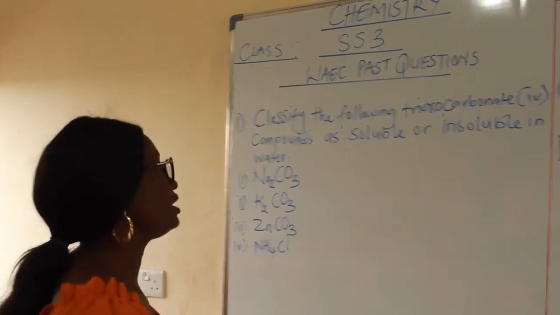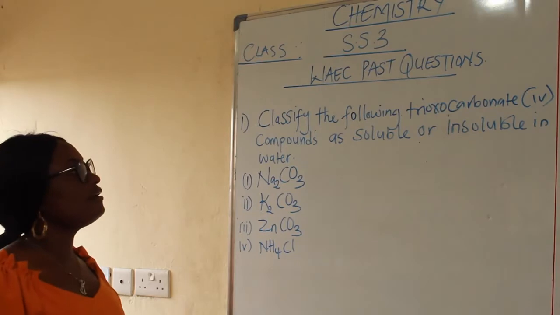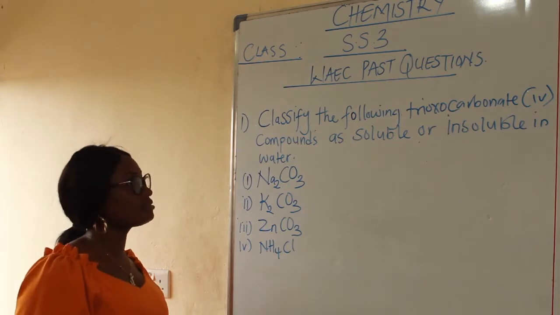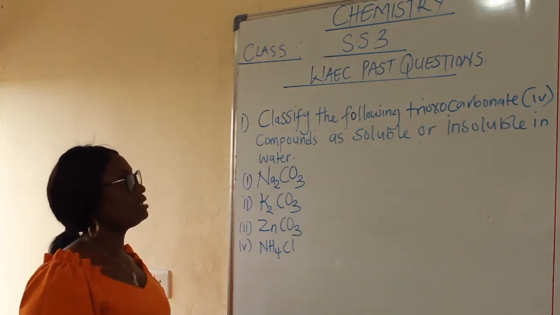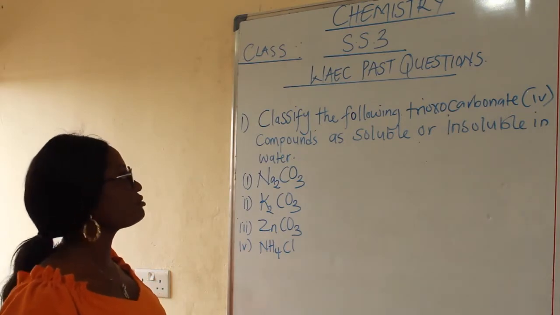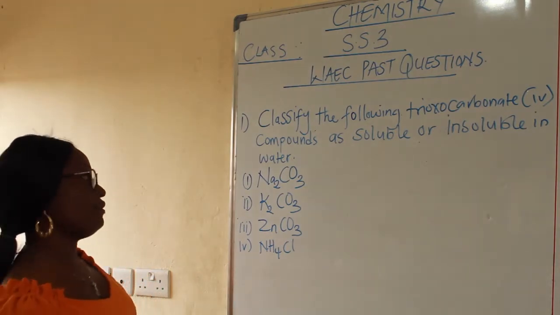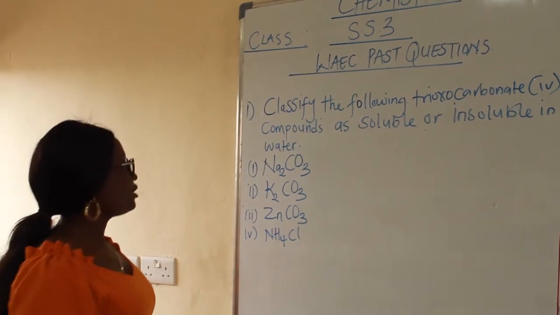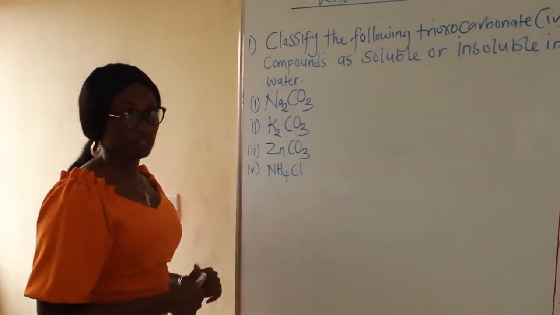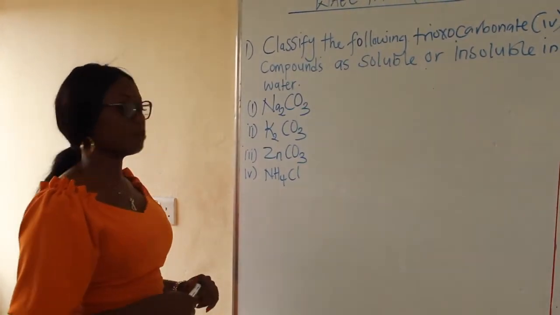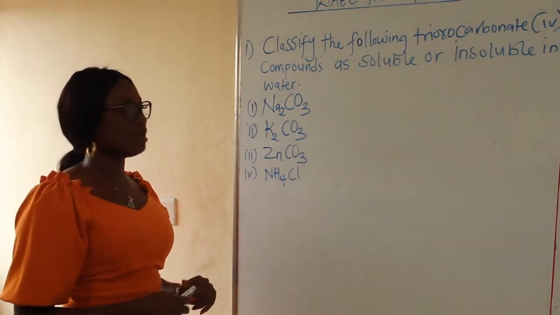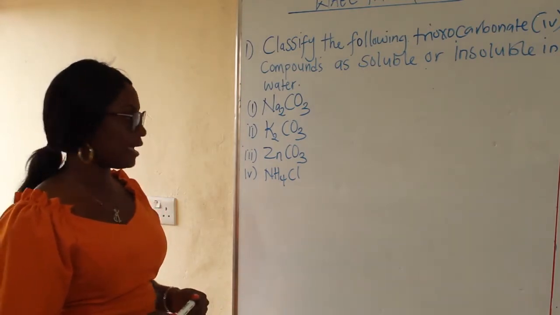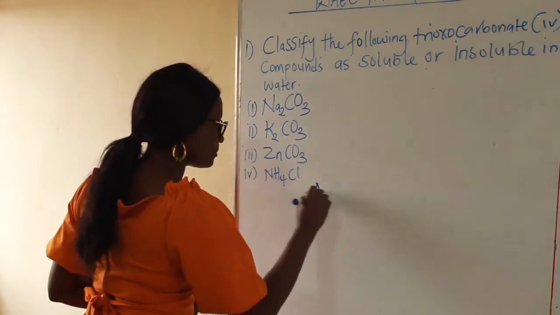Okay, so the first question is, classify the following trioxocarbonate(IV) compounds as soluble or insoluble in water. I'll take that again. Classify the following trioxocarbonate(IV) compounds as soluble or insoluble in water. So you have 4 of them here. You have sodium carbonate, potassium carbonate, zinc carbonate, and ammonium chloride. So we're going to classify these compounds based on their solubility in water. Okay, so quickly I'll just write answers.